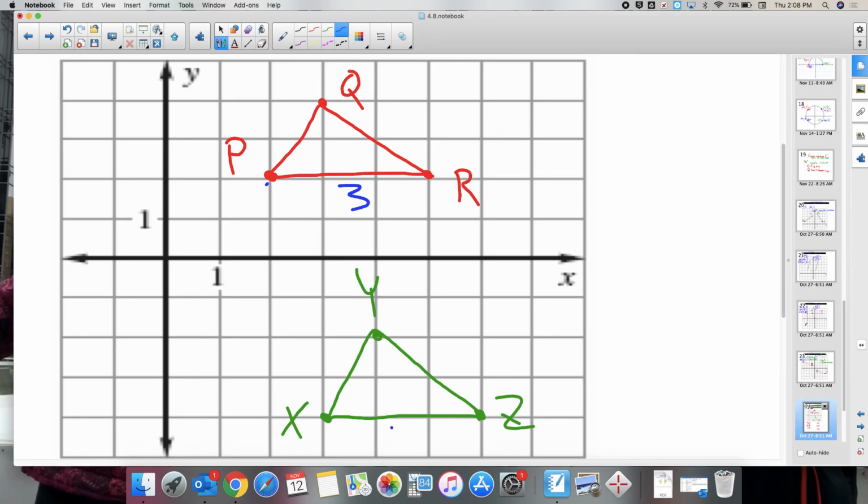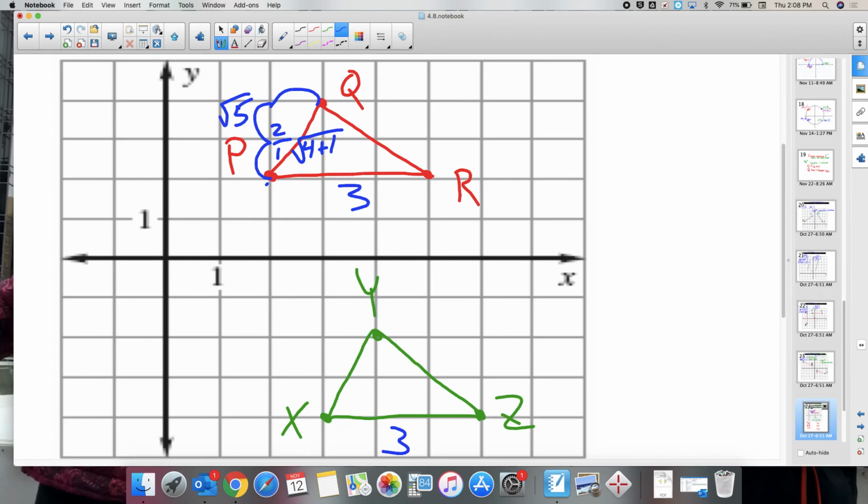XZ is a horizontal line. It is 3. Now, as a quick reminder, you can use your slope to find your length. So that's what I'm going to do right now. My slope of PQ goes up 2, goes right 1. So it's a 2 over 1. 2 squared is 4. 1 squared is 1. And we take the square root of it. So PQ is the square root of 5.